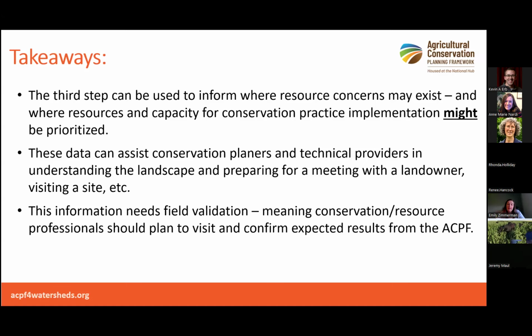This information needs field validation. So it means, to Becky's point, it means talking to landowners. Is your field tile drained? What kind of tile pattern do you have? Have you experienced or have you seen sediment loss with precipitation events? Asking those questions to confirm or to understand what the model is saying is a really important step. So I just want to emphasize the importance of getting out there and talking to landowners and really using this information to prepare and to expect things.